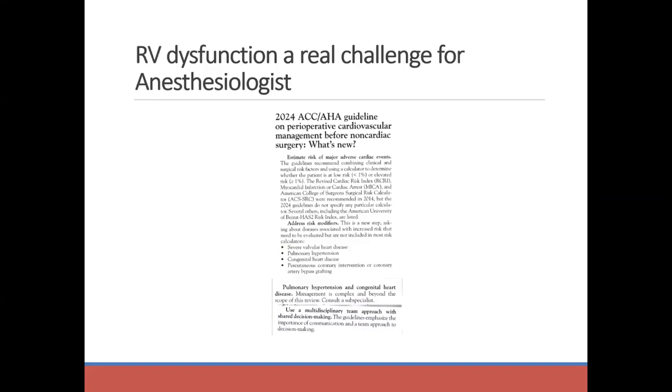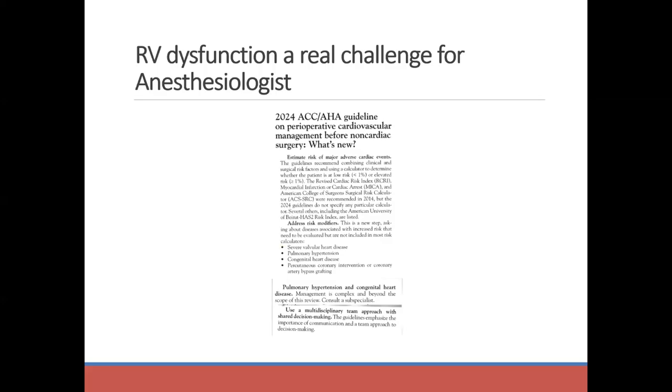Here comes the real challenge: whenever we face a patient with RV dysfunction, there are very limited studies and data about it. Most of the risk predictors which we always see when we are managing cardiac patients going for non-cardiac surgery, we look into the revised cardiac risk index, we look into many risk calculators and guidelines. But unfortunately, most of these guidelines don't address RV dysfunction or diseases associated with RV disease.